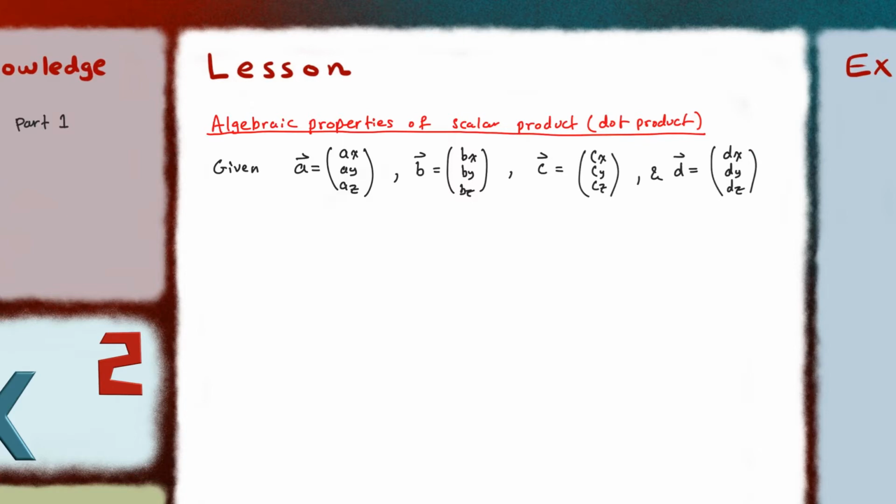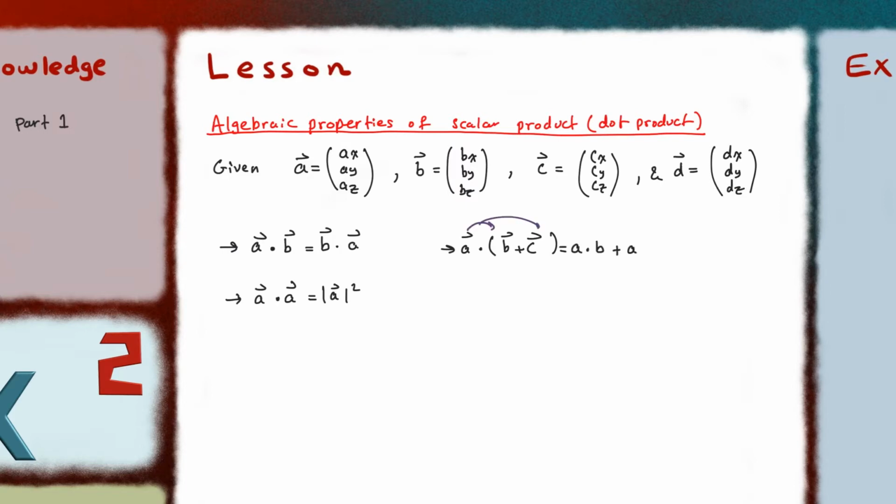The first property states that the order for dot products doesn't make a difference, so a dot b is equal to b dot a. The second one says if we were to take the dot product of a vector by itself, we get its magnitude squared. The third property states that if we have vector a dot vector b plus vector c, we can use the distributive property to get a dot b plus a dot c.